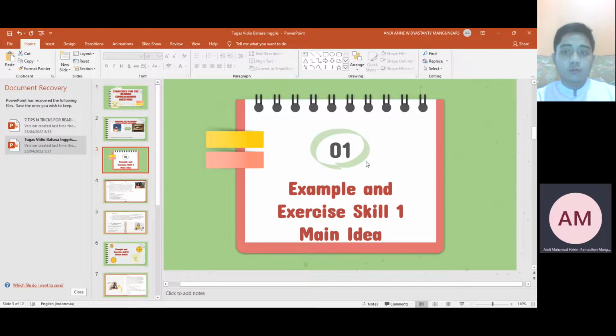Example and exercise, skill 1, main idea. Main idea question is the main idea of the paragraph. What are main idea questions? 1. What is the topic of the passage? 2. What is the subject of this passage? 3. What is the main idea of the passage? 4. What is the author's main point in the passage? 5. With what is the author primarily concerned? 6. Which of the following would be the best title?